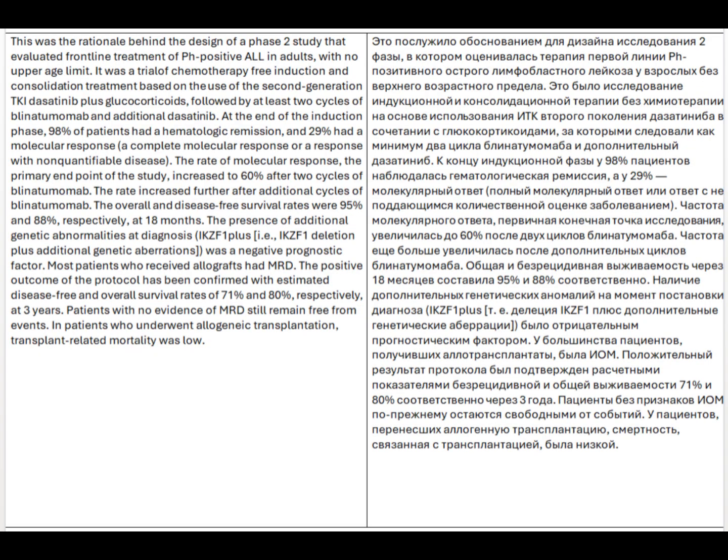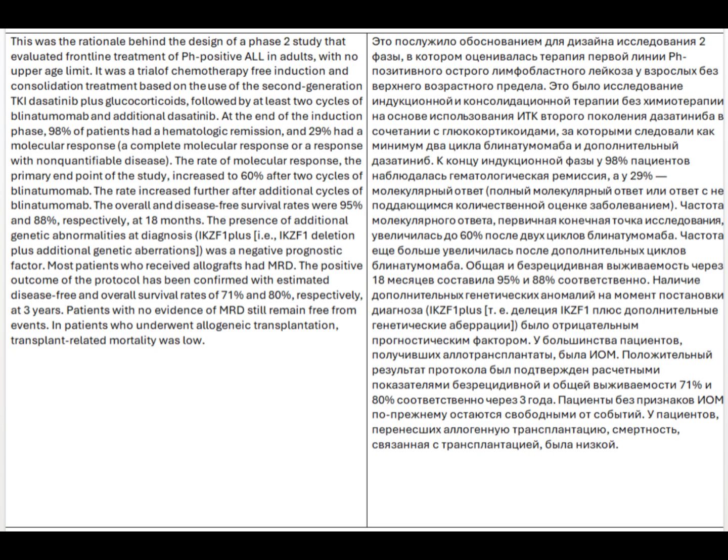This was the rationale behind the design of a Phase 2 study that evaluated frontline treatment of Ph-positive ALL in adults, with no upper age limit. It was a trial of chemotherapy-free induction and consolidation treatment based on the use of the second-generation TKI dasatinib plus glucocorticoids, followed by at least 2 cycles of blinatumomab and additional dasatinib.